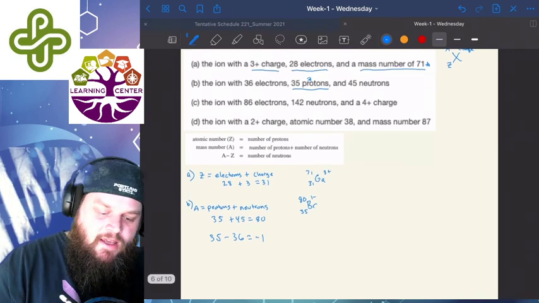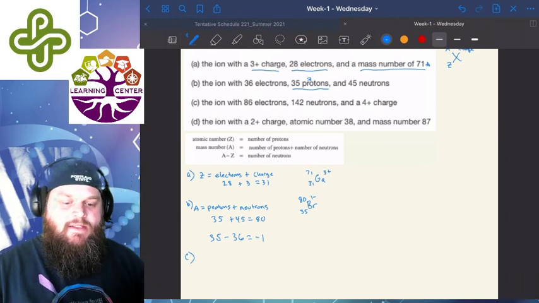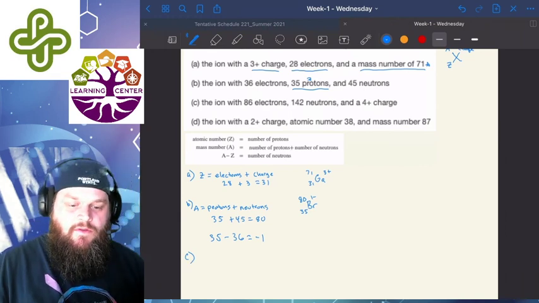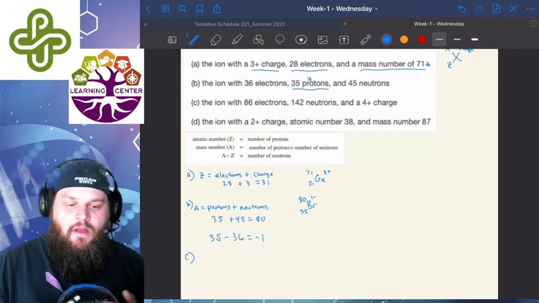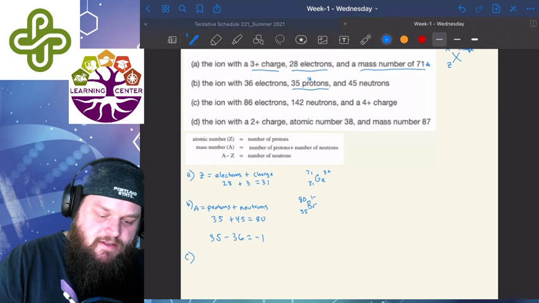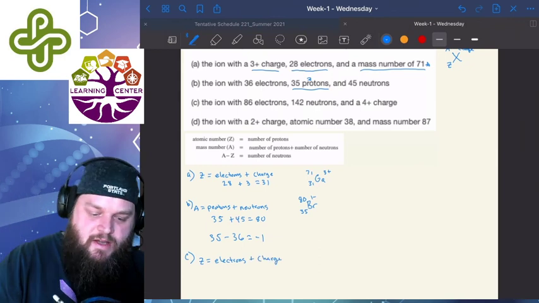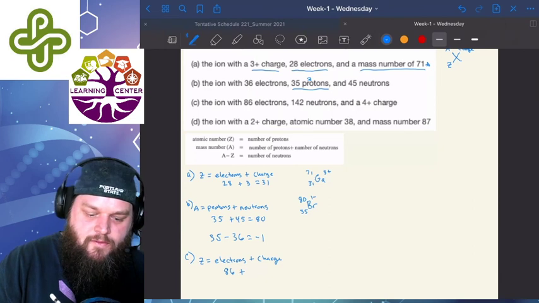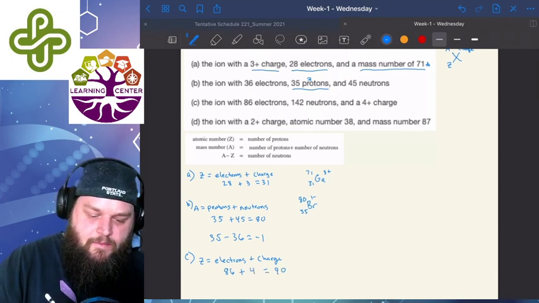Part C, we have an ion with 86 electrons, 142 neutrons, and a +4 charge. So again, we can say that Z is equal to the electrons plus the charge, which is 86 plus 4. 86 plus 4 equals 90.